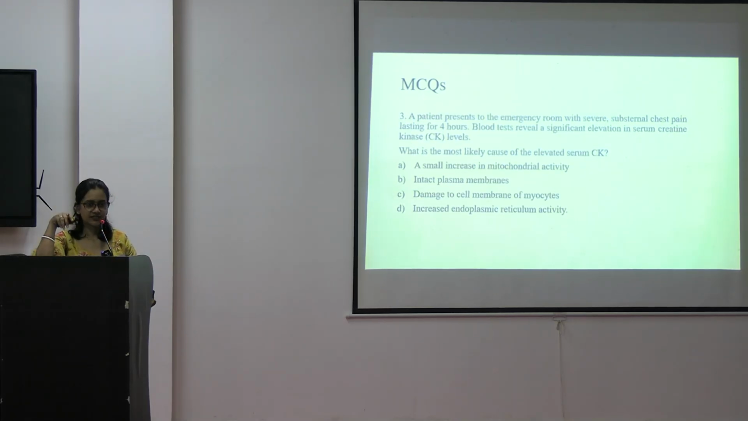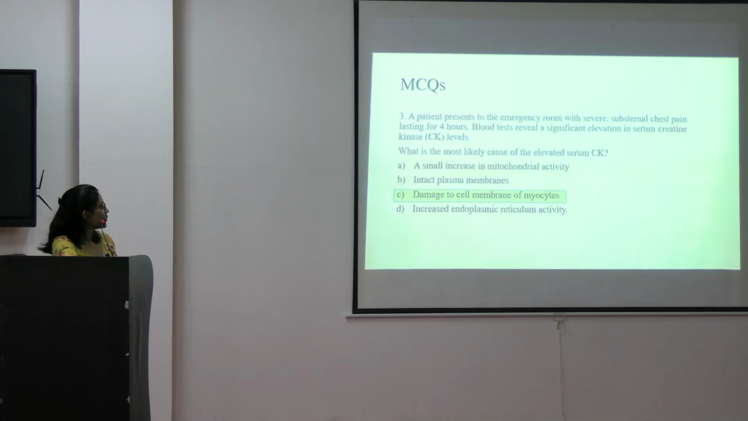Third question. Who will do it? Yes, this side. Extreme left. Yourself. Yes. So wait. A patient presents to the emergency room with severe substernal chest pain, which is lasting for 4 hours. Blood tests reveal a significant elevation in serum creatine kinase levels. What is the most likely cause of the elevated serum CK? A. Because of a small increase in mitochondrial activity. The answer is C only. Very happy with the guesses.